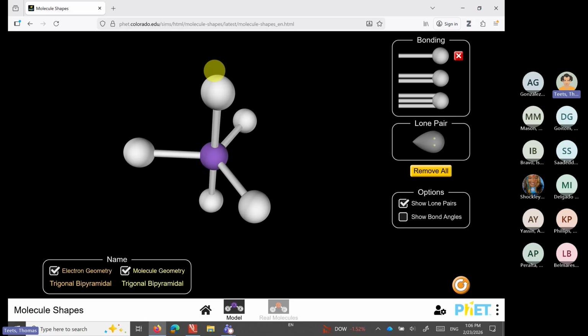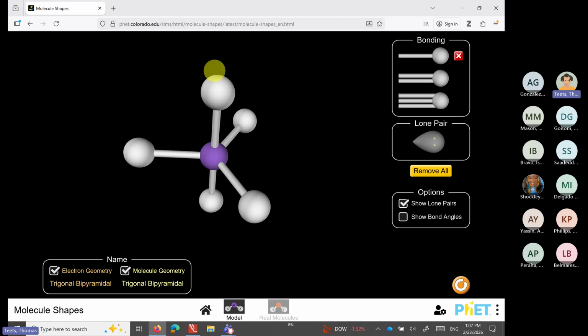The difference here is that there are 2 non-equivalent positions. There are the three atoms that are in the triangle. Those 3 positions are 120 degrees apart from each other, 90 degrees apart from the ones on the top and bottom, and then the ones on the top and bottom are 90 degrees apart from all 3 of the ones that are nearby in the trigonal plane.